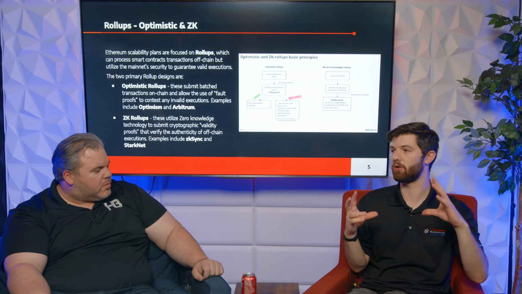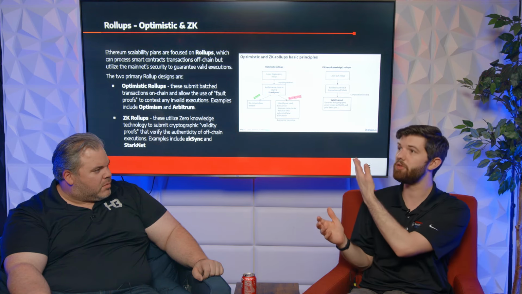In the case of rollups, that data is still stored on chain. Can you define rollup real quick? Yes. So really, a rollup is just a way to process smart contract transactions off chain. These transactions that are run off chain are then rolled up into the main blockchain. And that's basically like batching.